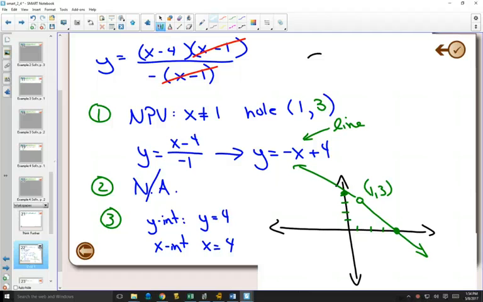Question number 3 you can do from the homework for later.